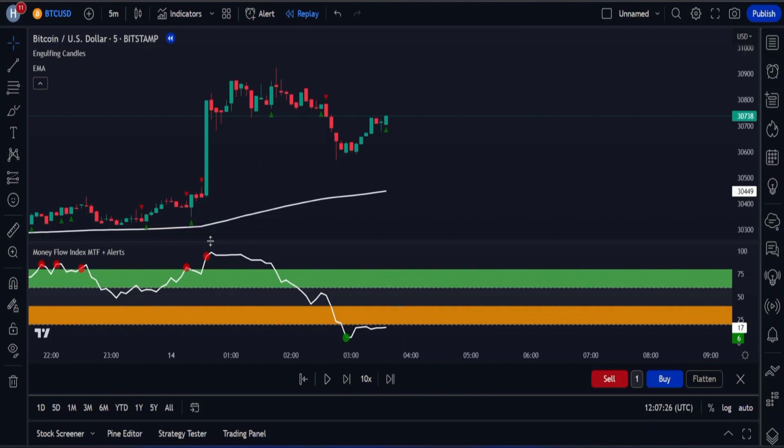Then after this, the bullish engulfing pattern should form, suggesting a potential trend reversal. A bullish engulfing candle is confirmed by a green triangle below the price bar. So after all these conditions are fulfilled, we can safely open a buy trade. So I'll quickly open a buy trade here.